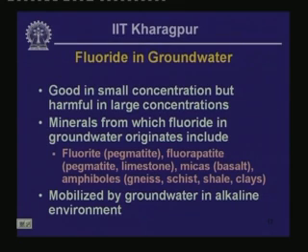the mineralogical characteristics of the sediments, presence of fluoride such as in pegmatite rock, fluorapatite in pegmatite and limestone, metamorphosed limestone, or micas such as those in basalt rock, amphiboles such as those found in gneiss, schist, shale, and in some clays. Now, the fluoride is mobilized in groundwater in alkaline environment.